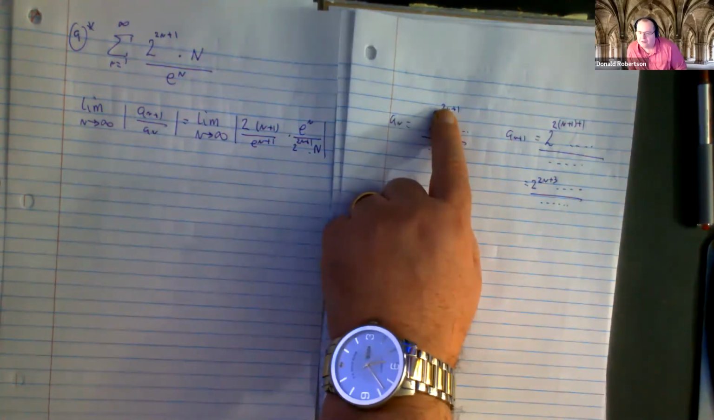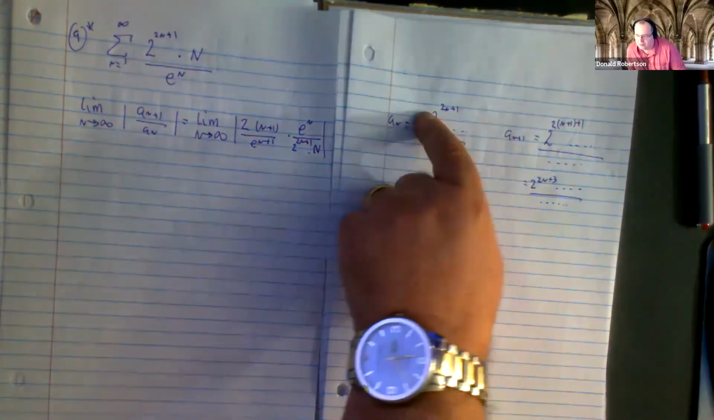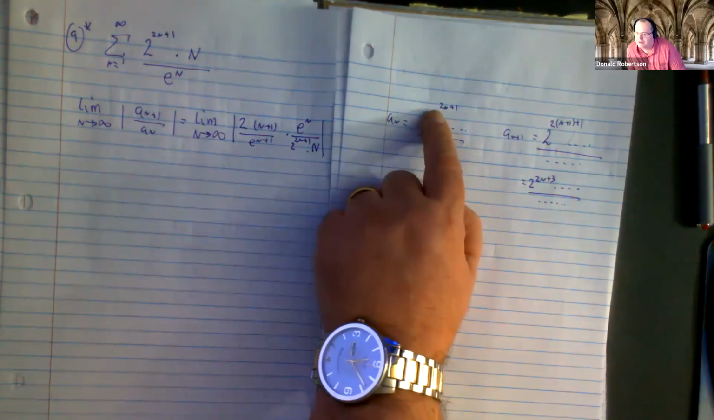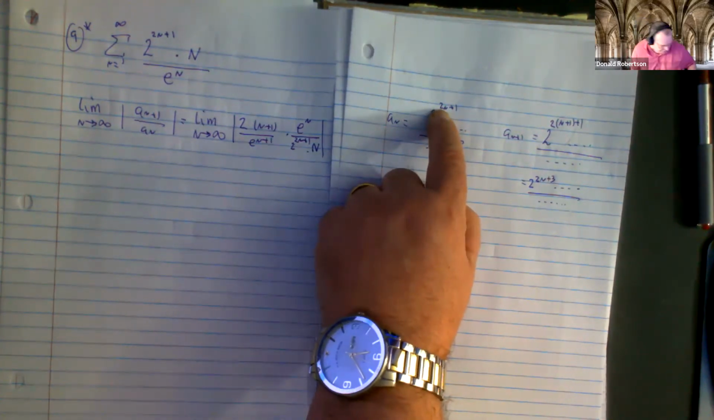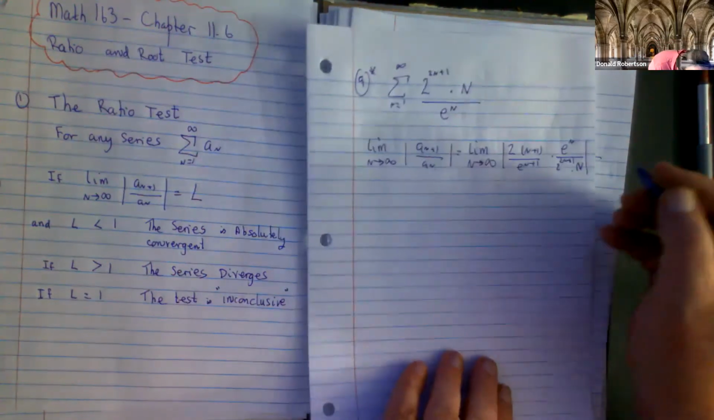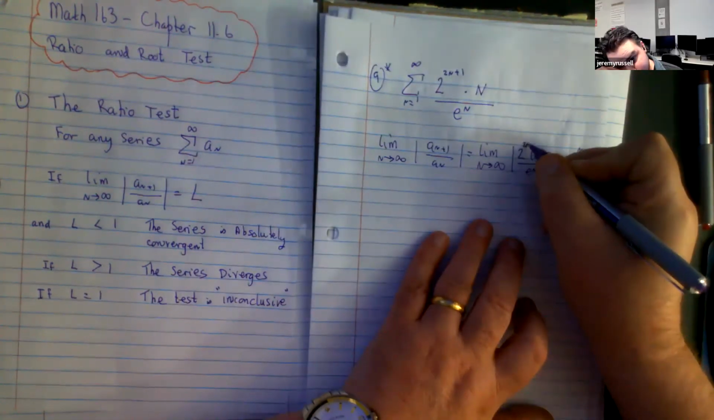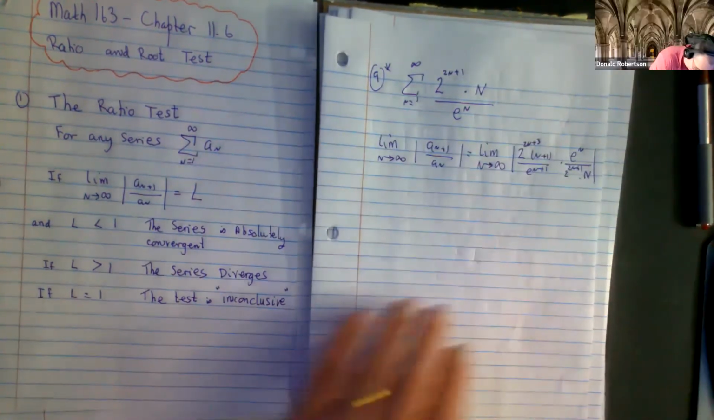Are you comfortable where the 2 to the 2n plus 3 is coming from? It's 2 lots of n plus 1, plus 1. It's not 2n plus 2, right? You don't just add that 1. Doesn't that 2 there make a difference? So when I put 2n plus 3 here, that's why.